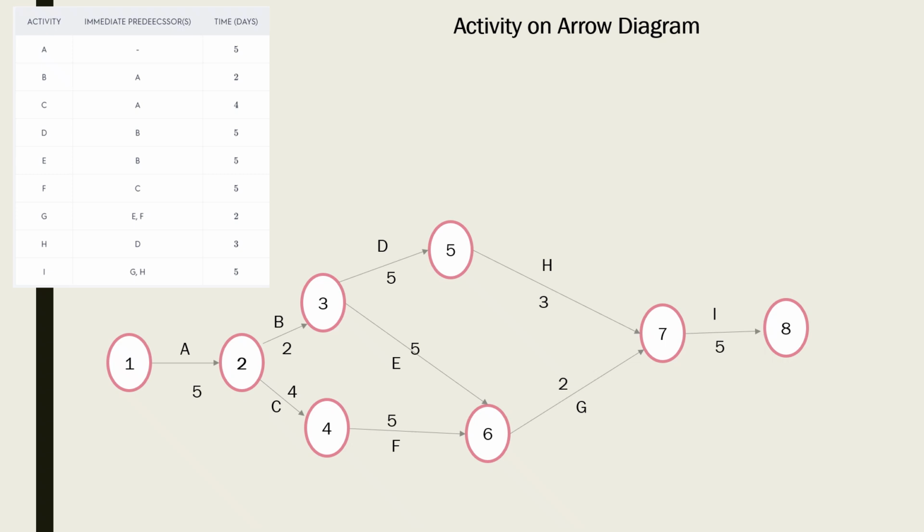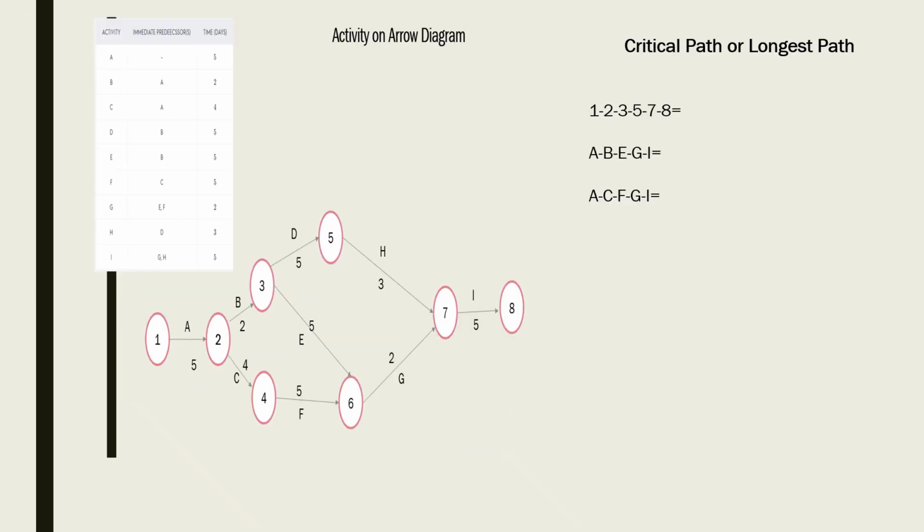The procedure is the same, that is we are going to add the values based on the path. So you already know from the activity on arrow and activity on node videos that you calculate the path duration and the longest duration. Now next is how to calculate the critical path, or the longest path. Here I have already given the activity diagram with the activity name on the arrow and the duration of that particular activity.